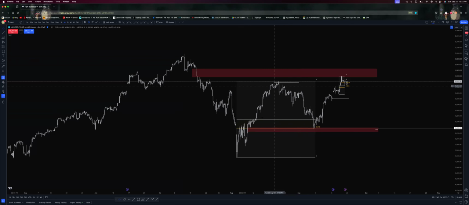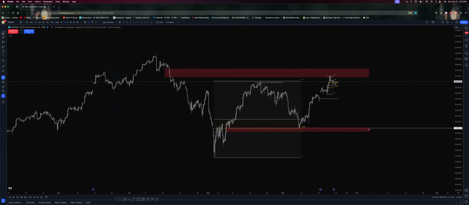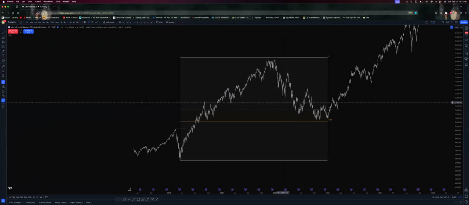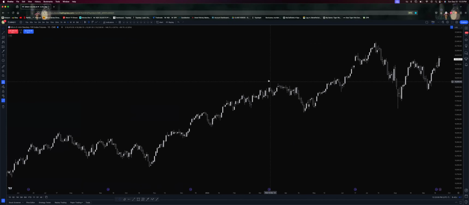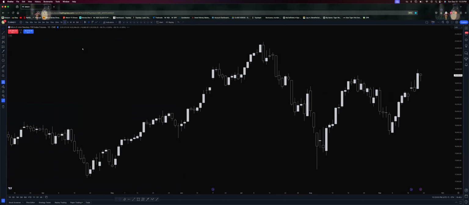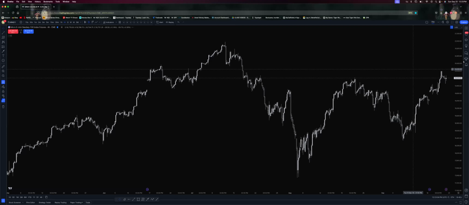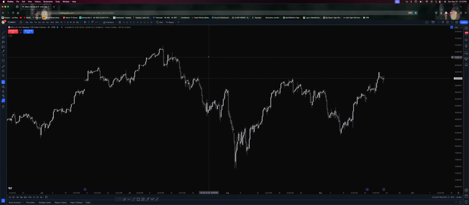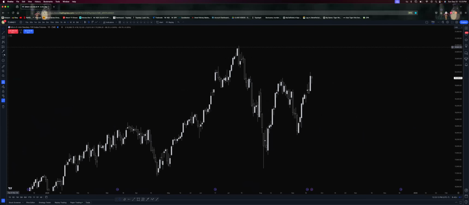So here's an example where we break structure. Actually, let me use the other chart. This is cleaner. Okay, so let's go to the 4 hour. This is MNQ, so it's a little different, but it's the same. The reason why I got this first one is I wanted to show you why I had the red zone, right? We have a daily fair value gap here.